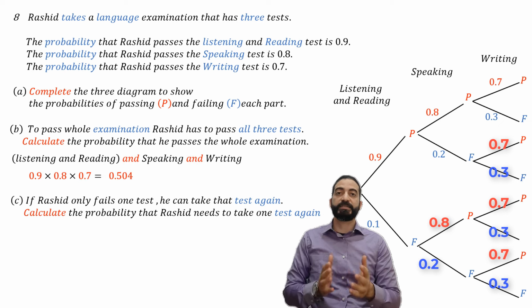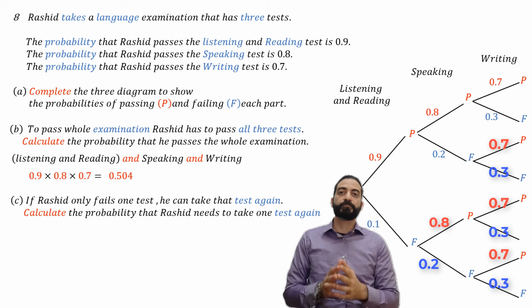We now move to part C. If Rashid only fails one test, he can take that test again. Calculate the probability that Rashid needs to take one test again. That is, Rashid will only fail in writing, or only fail in speaking, or only fail in listening and reading.